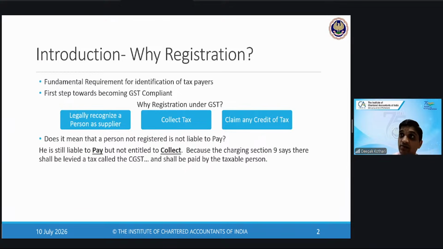A supplier has, say, made sales of 50 lakh rupees and he's not registered. The liability on him is still there, right? Because if he is not registered, he does not have a right to collect the taxes from the customer. But his liability to pay to the government is still there. So he will pay to the government from his own pocket. Okay. Understood the implication of registration then? So if he's not registered, he will pay from his pocket. If he's registered, he will actually get an additional right to collect the taxes from the customer. Okay.